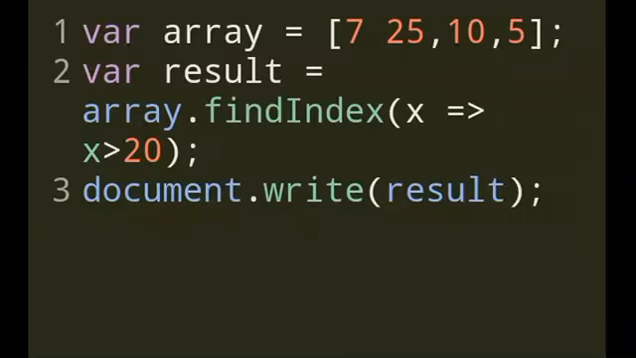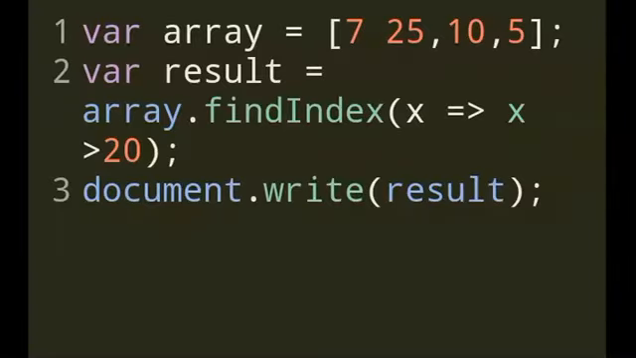Let's check the result. array.findIndex, I don't find anything wrong here. Did I miss a semicolon? Unexpected number. Oh yeah, this always happens to me. Sorry about that. I forgot the comma.